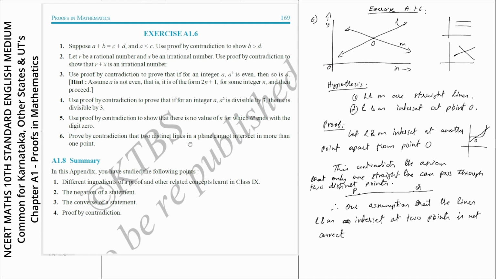If L and M had to intersect at 2 points, one should be a curved line or both should be curved lines. But between 2 points only one straight line can pass through. Therefore our assumption is wrong, and therefore L and M do not intersect at more than 1 point, and that completes the proof.